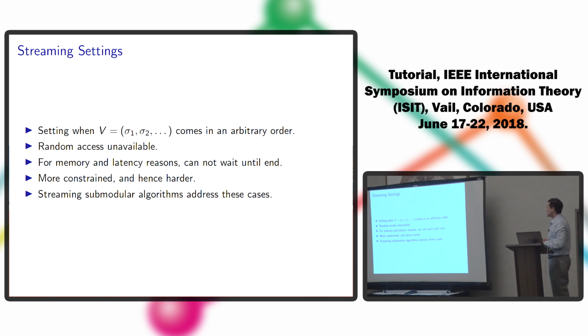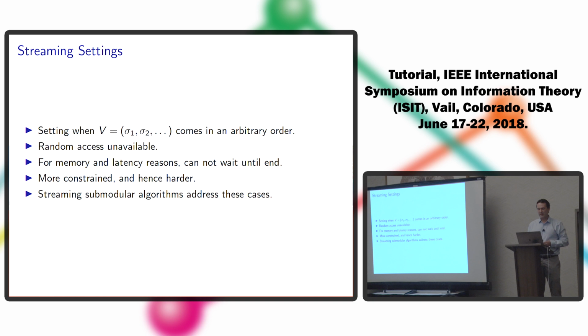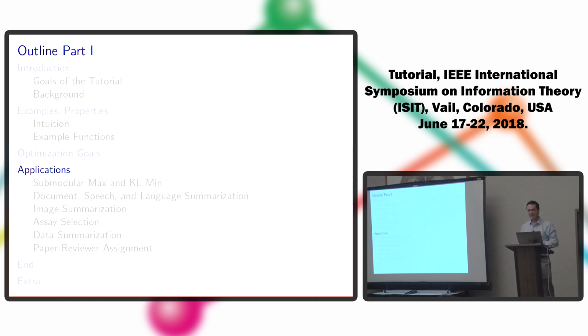And generally they're harder. I mean, they're more constrained. Additional constraints always make things harder. But again, submodularity makes it such that it's possible to come up with guarantees and with scalable algorithms. Okay, those are the optimization goals.